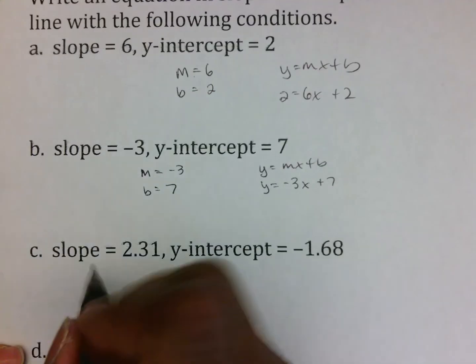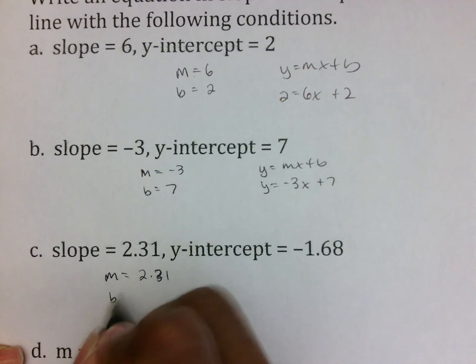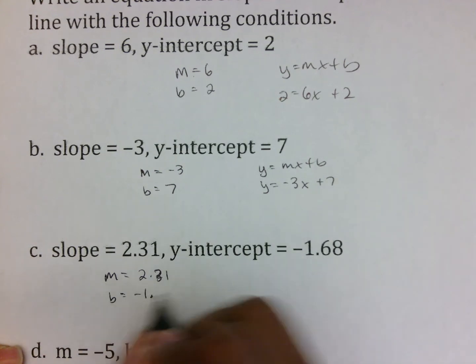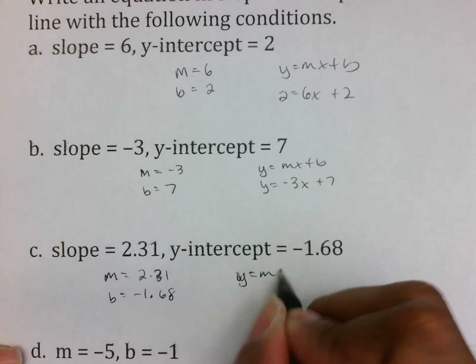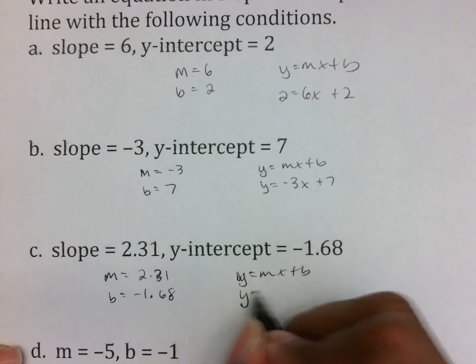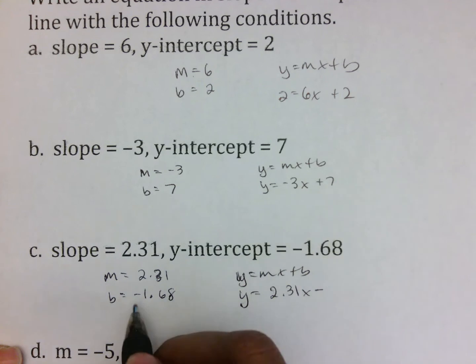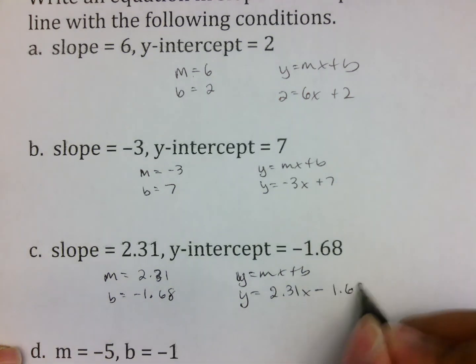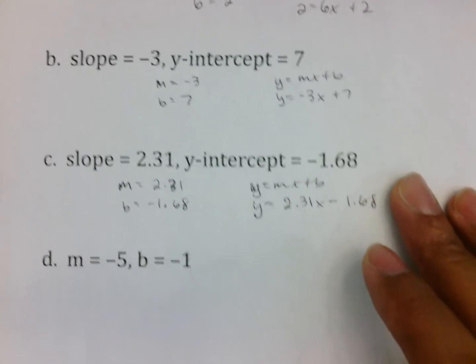Even on this one, m represents your slope, which in this case is 2.31. b represents your y-intercept, which in this case is negative 1.68. We're going to use the formula y equals mx plus b, and so you get y equals 2.31x minus 1.68, because it's negative. You don't need to put plus and negative, just put minus in that situation.